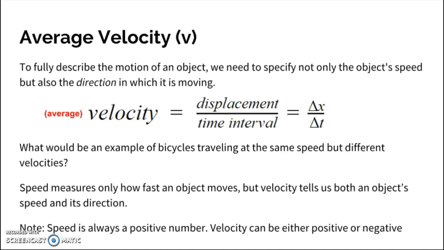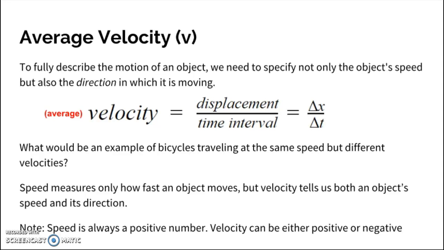So to calculate average velocity, what you do is you take the displacement of whatever the object is divided by the time interval you're analyzing. Right? So formula-wise, we have V is equal to delta x over delta t, where delta x here symbolizes displacement, and delta t is the time interval.